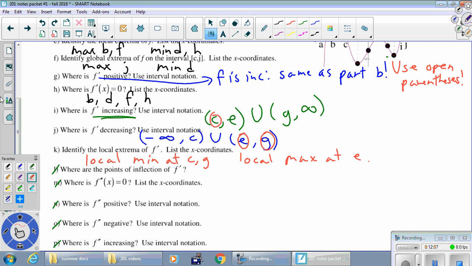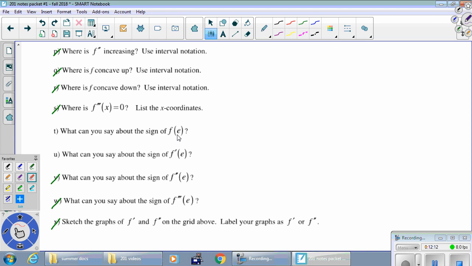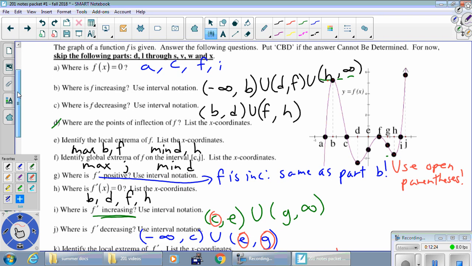Just keep fast forwarding. I'm actually going to answer all the parts of this activity in this video. So if you don't yet know anything about the second derivative, maybe skip in this video down near the end. Just watch me do t and u. And then after you learn about the second derivative in a coming class, then you can come back to this video and watch the other parts.